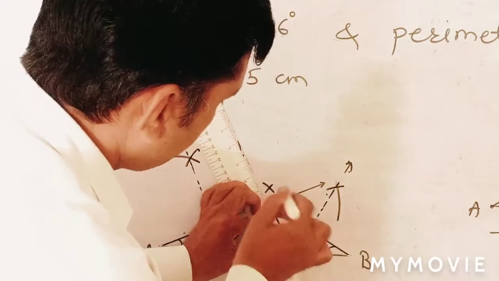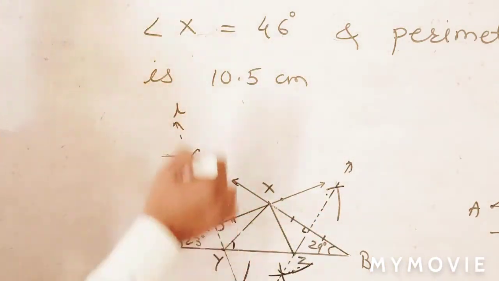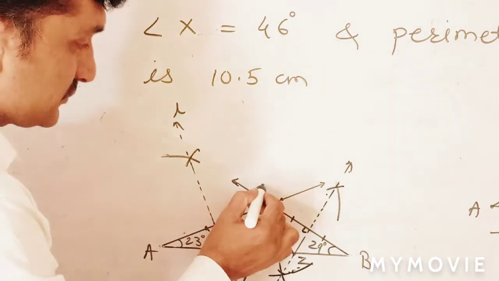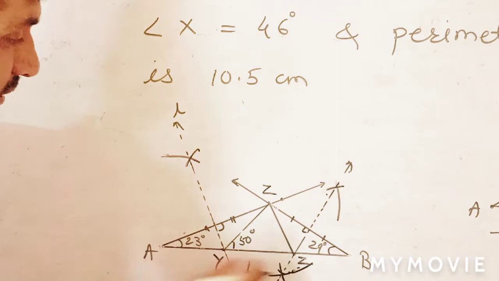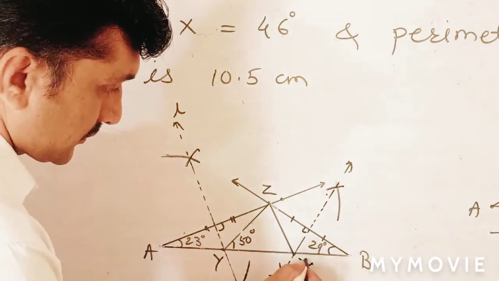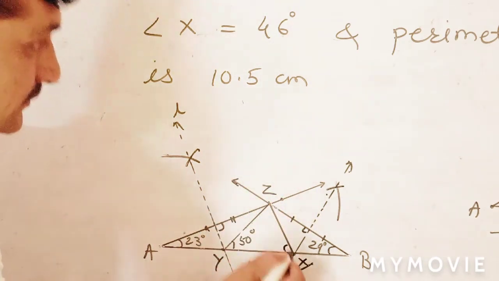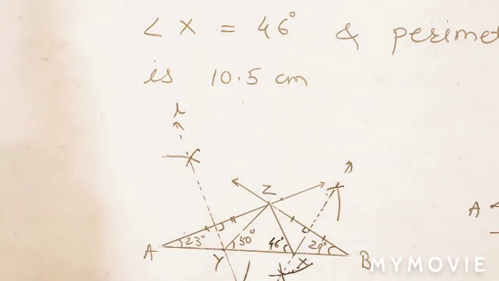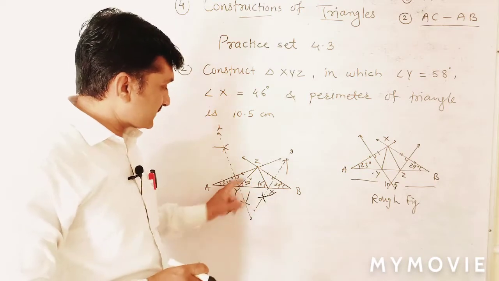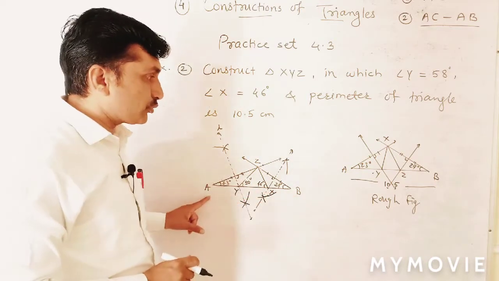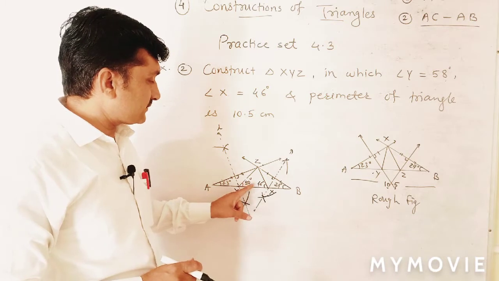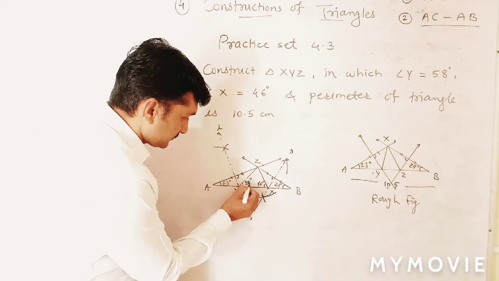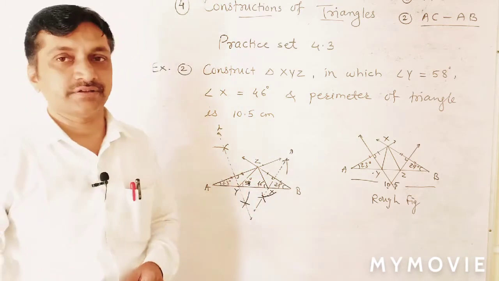If you check these angles, then you will get this angle Y 58, and one mistake is there. This is Z point, this is Y, and this is X. XYZ, and this angle X we get 46. This is the required triangle XYZ, with perimeter 10.5 and base angles 58 and 46 degree.